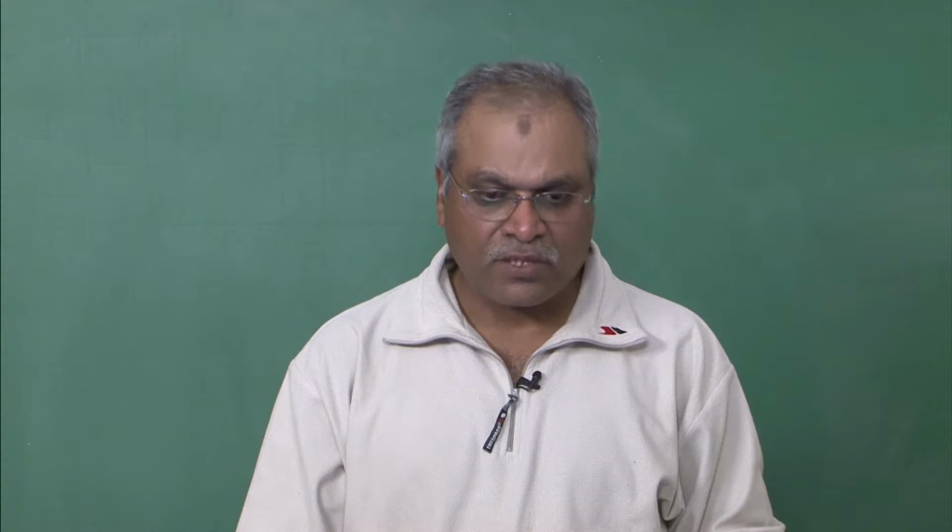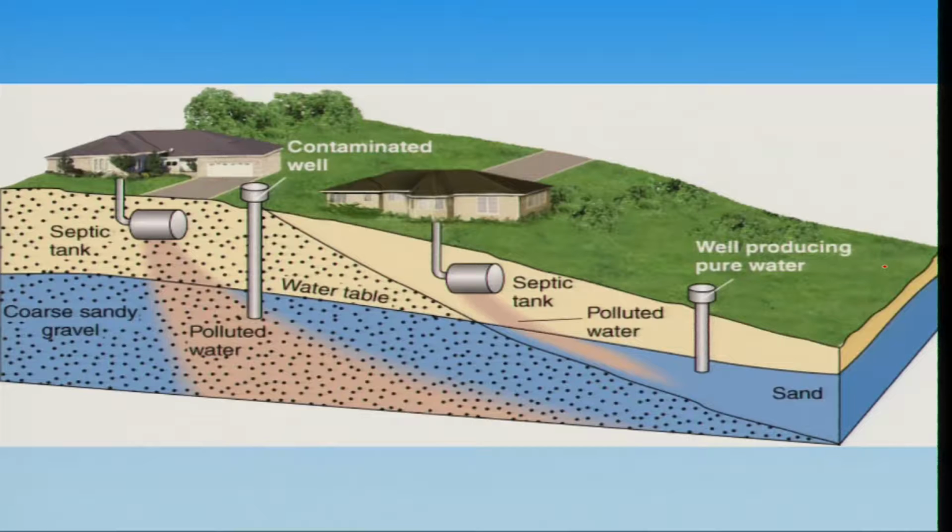For example, this one. If you have a septic tank here, and the well is close to it, you are not allowing the pollutants to get cleaned. So, it will percolate down. You have the unsaturated zone, you have the saturated zone, and you are pumping out the pollutants which are coming into this area.